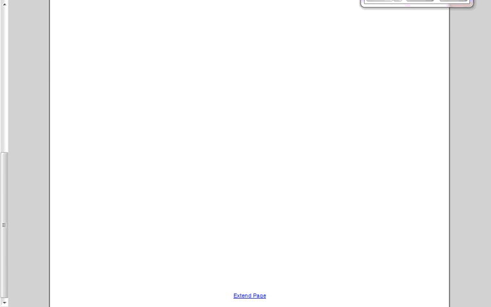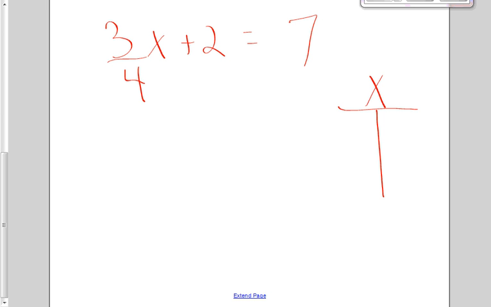Let's see if it works for something a little bit more complicated. So let's take a situation that looks like this: 3/4 x plus 2 is equal to 7. Let's try that. All right. So let's do again the story of x. The first thing that happened to x, it got multiplied by 3. Then it got divided by 4. You can see that here. Then we added 2. So we will do the exact opposite.